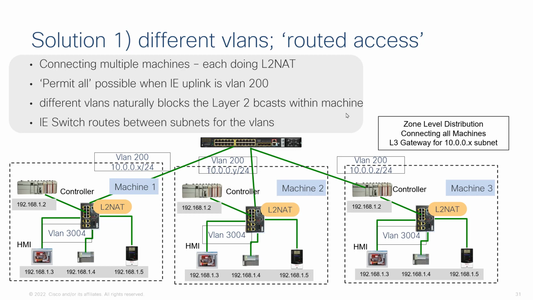In this particular case, we can still use the permit all if you look at bullet 2, because the internal and external VLANs are not the same. Therefore, the broadcasts within the machine for ARP, for instance, are not escaping the machine itself because it's a layer 2 broadcast, and VLAN 3004 is not a member of the uplink out of the machine. So the link between the IE switch and the zone switch does not contain VLAN 3004, so those broadcasts do not escape.